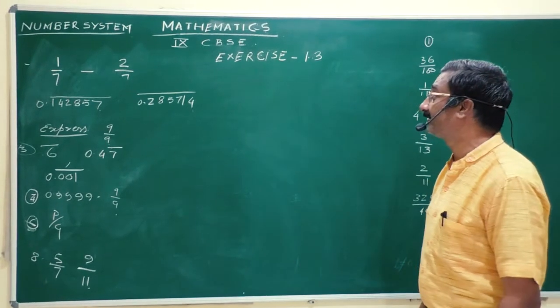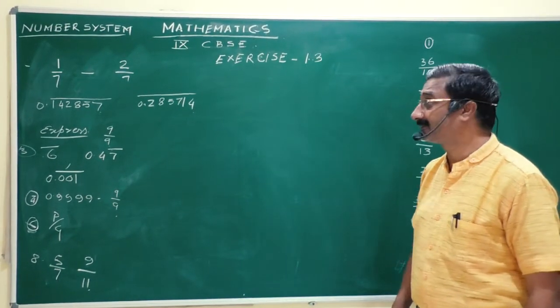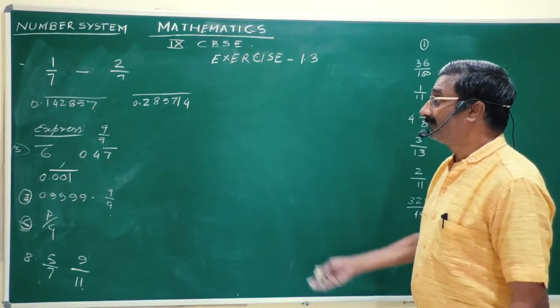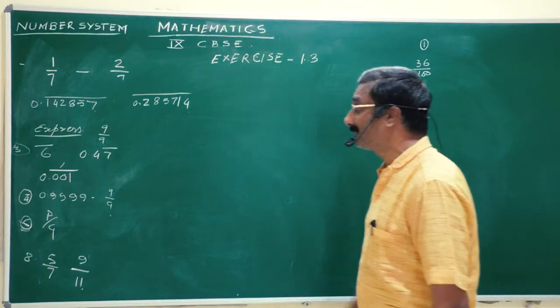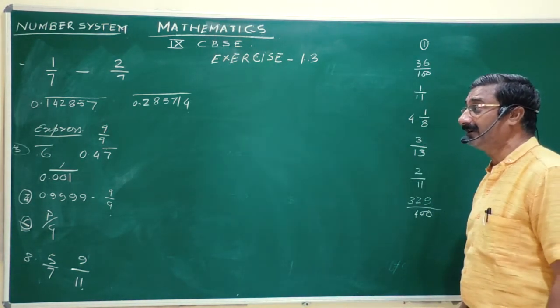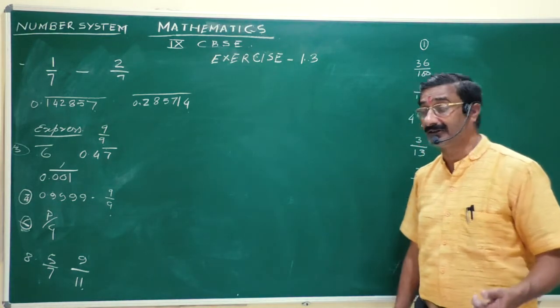Now we will start exercise 1.3, keeping all the basics which I had explained. Our very first example is 1 by 7. We have to write down an irrational number in between 1 by 7 and 2 by 7.